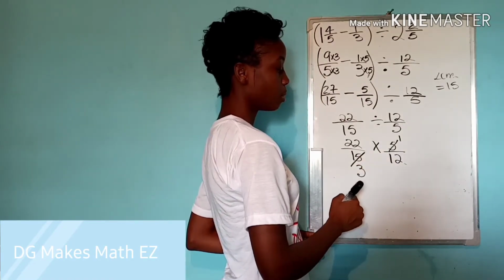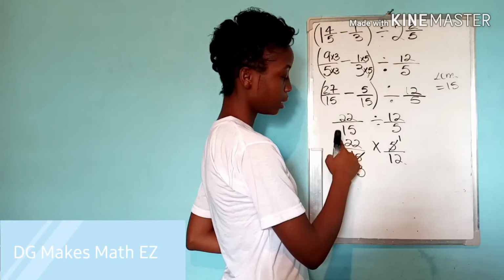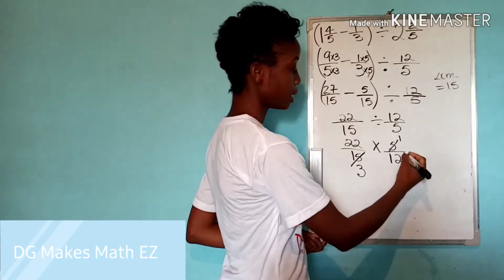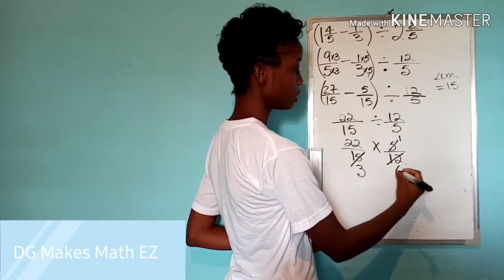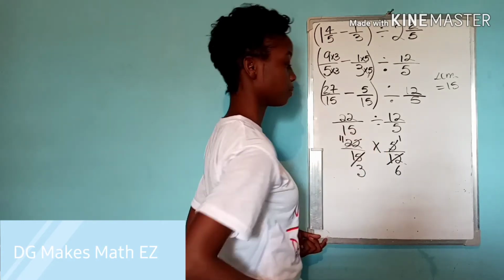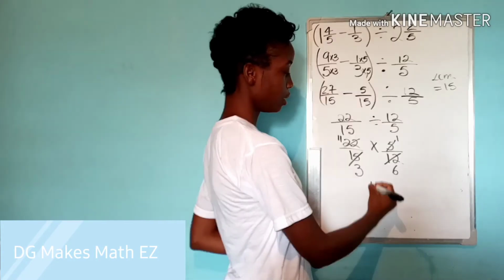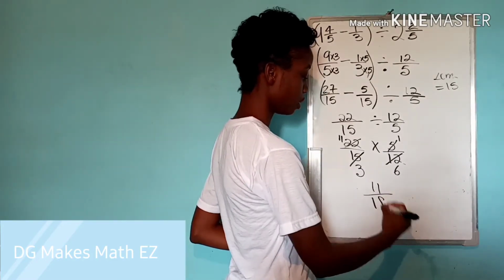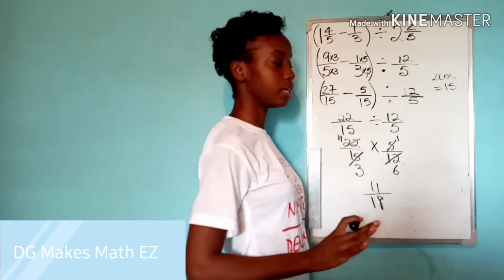We need a common factor that can go into both 12 and 22. And that's going to be 2. 2 into 12 goes 6 times. And 2 into 22 goes 11 times. So this gives me 11/18. And that's your final answer.